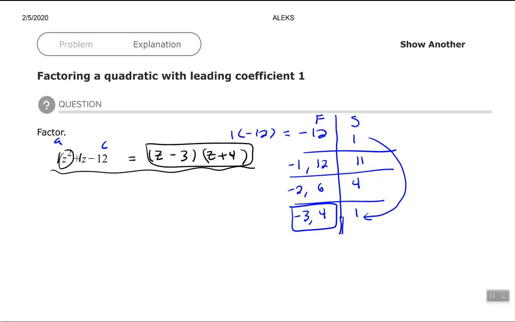Now for practice's sake, let's go ahead and go through the entire AC method. So I'm going to split up the middle term, the positive 1. I'm going to say minus 3z plus 4z, and the negative 3 and positive 4 come from those two factors we just found, and then minus 12. So now I have 4 terms. 4 terms, factor by grouping.